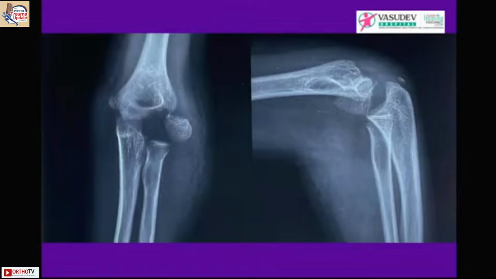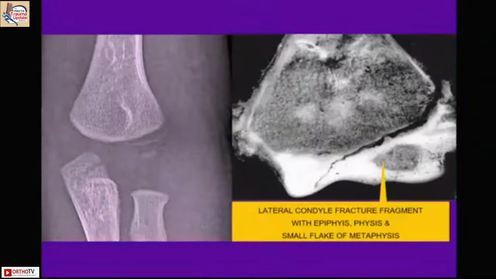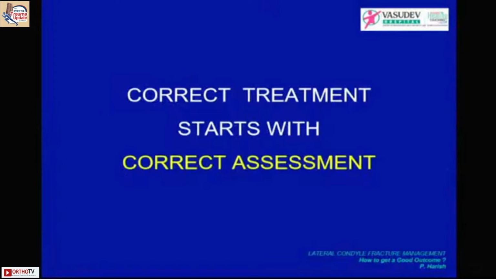So anybody, even half awake, can pick up a fracture here. But it is important to pick up these very subtle injuries. Okay, it looks very sweet and innocent, but it's actually not. If you look at the dissected specimen here and compare it with the radiograph on the left side, you can see a small flake of metaphysis in the X-ray, whereas actually it's a big chunk of chondro-osseous part of the distal humerus. Okay, so the correct treatment starts with correct assessment.